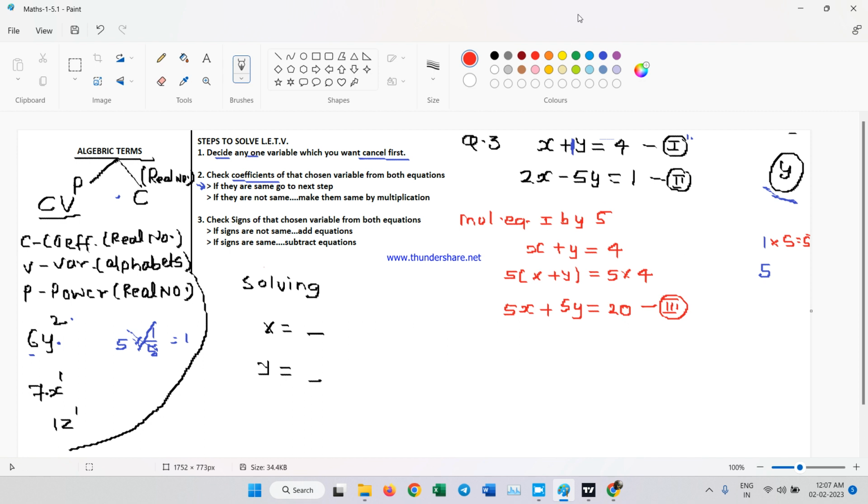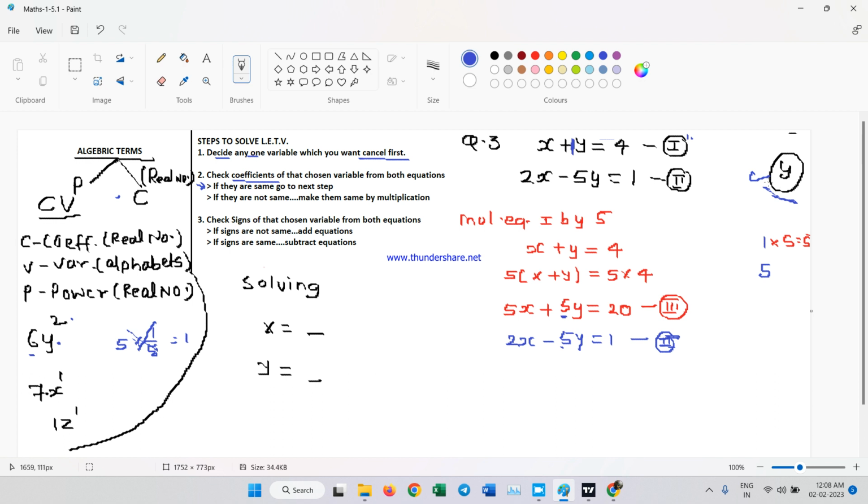Now we were already having this equation number 2, correct. So now let's solve equation number 3 and 2. I will not repeat equation number 1 again, because I have modified equation number 1 into equation number 3. So now I will only consider equation number 3 and 2. And now you check out the coefficients of the chosen variable. This is the variable that we have chosen in the first step.